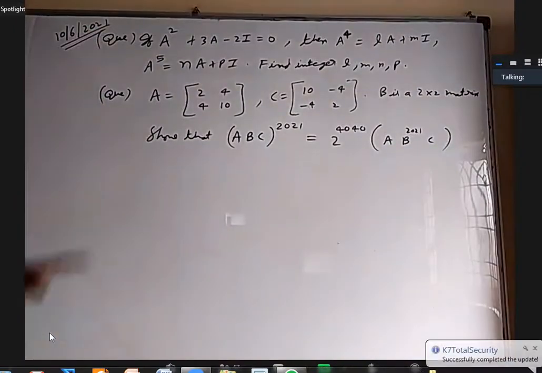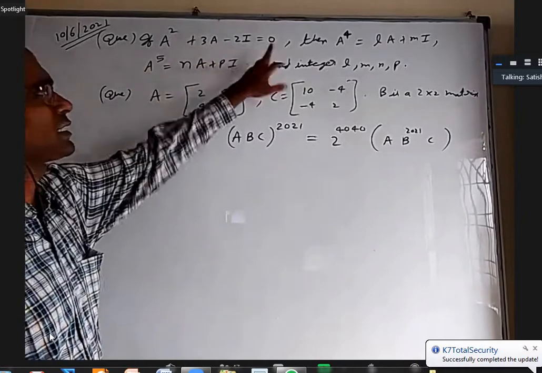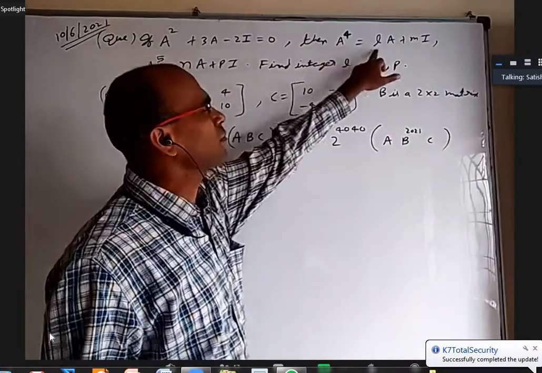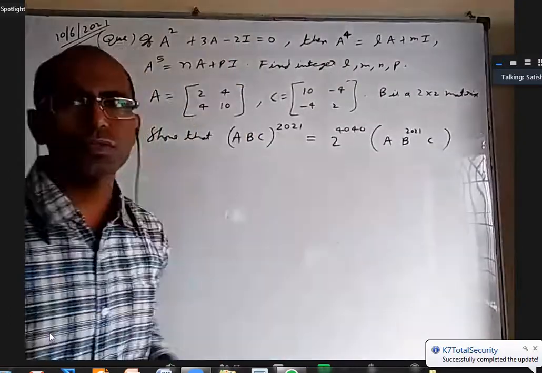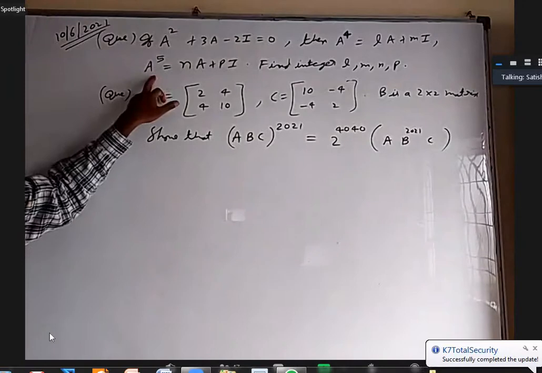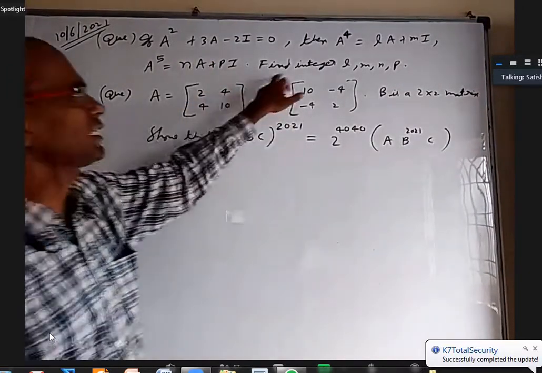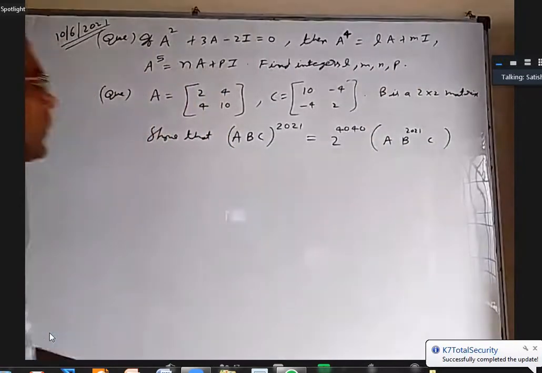What is this? If A square plus 3A minus 2I is a null matrix, then A power 4 is some integer into matrix A and some integer into I. You have to find what those integers are. A power 5 is also some integer into A and some integer into I. You have to find them. So find integers L, M, N, and P.